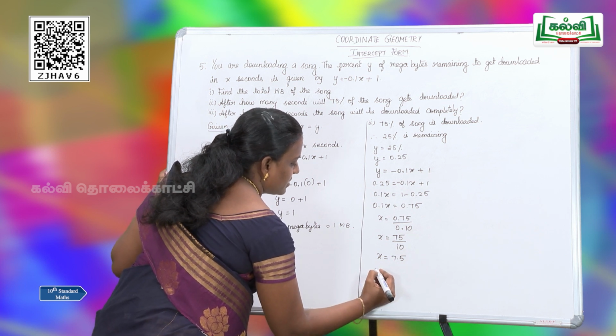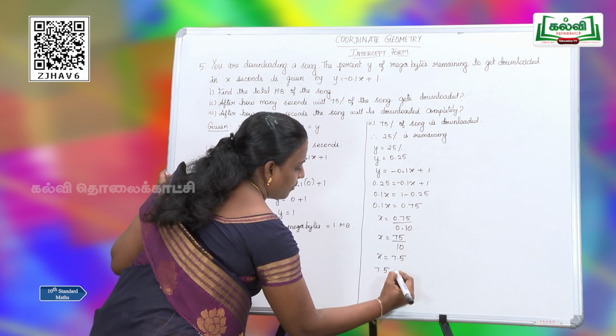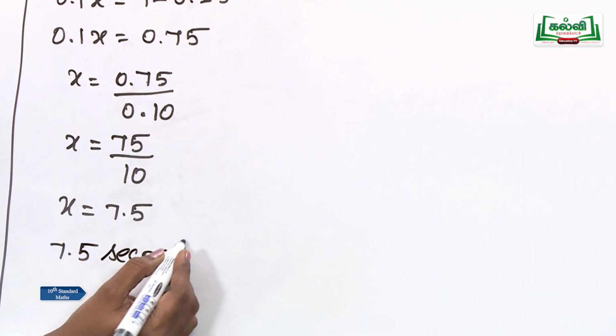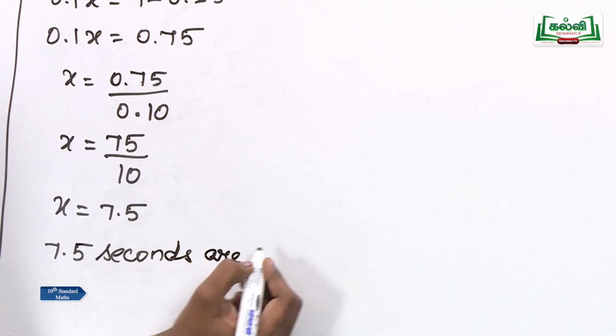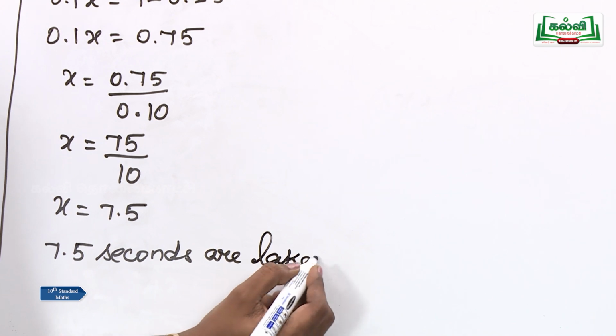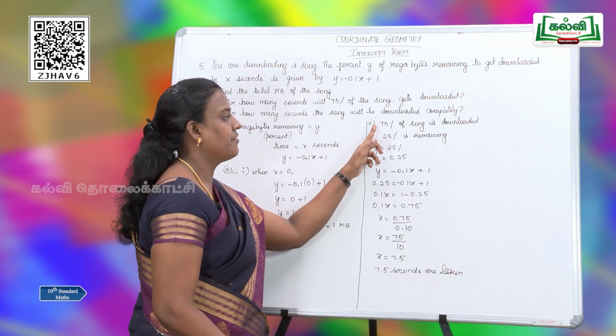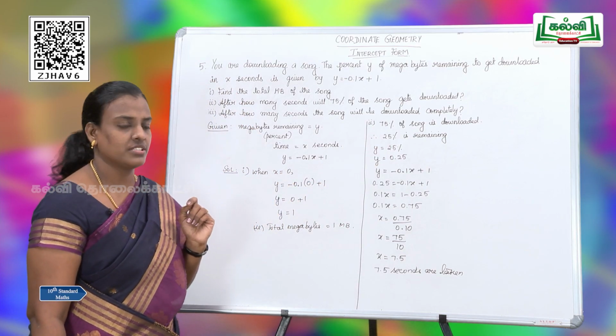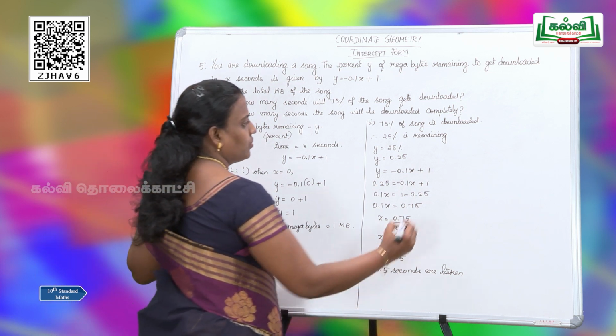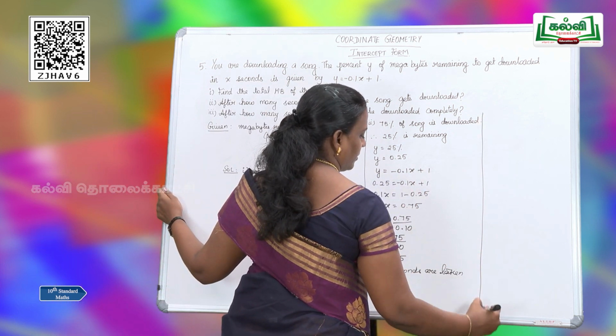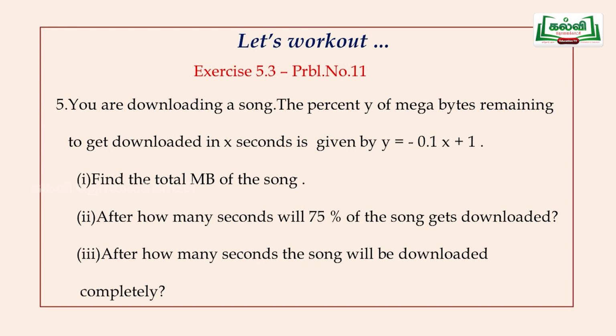So, the seconds is how many? 7.5 seconds are taken to download how many percentage of the song? 75% of the song. Did you all understand? Now, the last part of the question, the third question. After how many seconds the song will be downloaded completely?